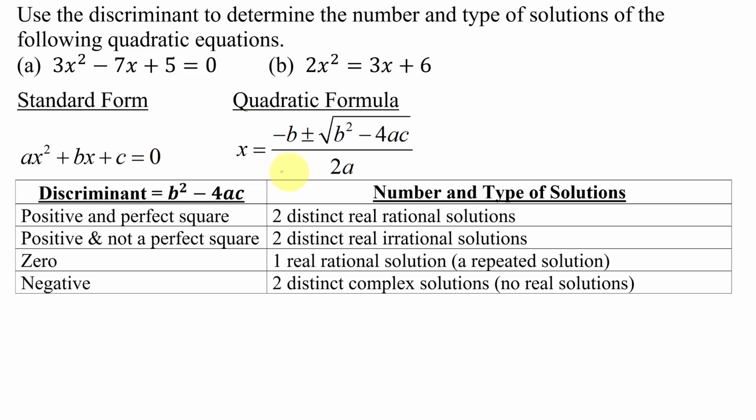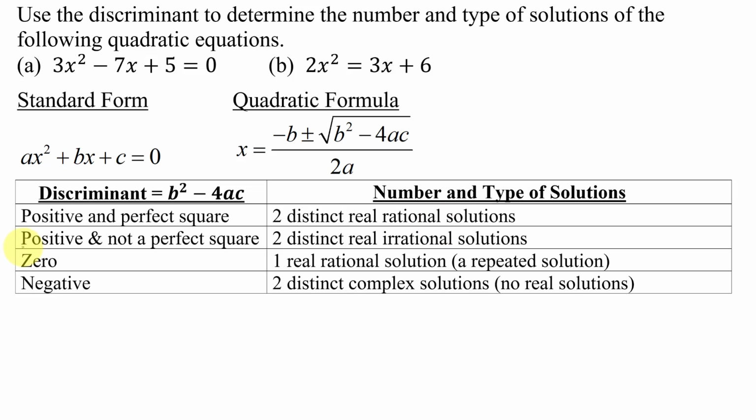And hopefully you remember the quadratic formula here. And the quantity sitting underneath the square root, b squared minus 4ac, is called the discriminant, because its value determines the number and types of solutions you will obtain for your equation. So if b squared minus 4ac is positive and a perfect square, you get 2 distinct real rational solutions, because when you take the square root of a positive perfect square, you're going to get a real rational answer.